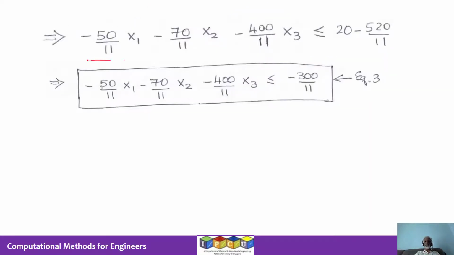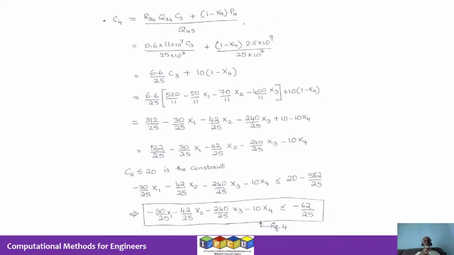So you take that expression and do some algebra with it, and then you can come up with this expression: minus 50 by 11 x1 minus 70 by 11 x2 minus 400 by 11 x3 is less than or equal to minus 300 by 11. So this is the third inequality constraint that captures the environmental regulations as well as the mass balance at junction 3. Now coming to C4, it is very similar to C3, right?